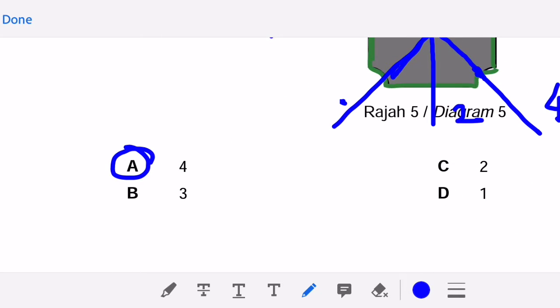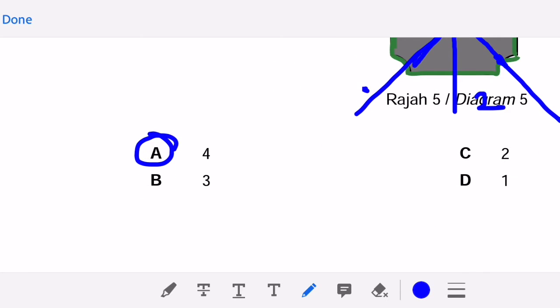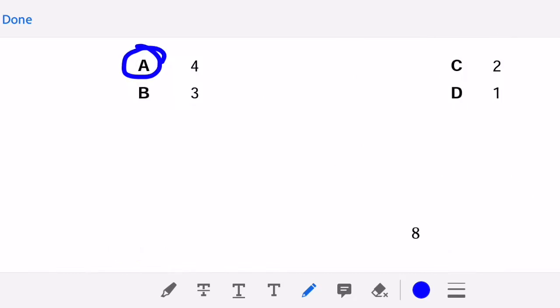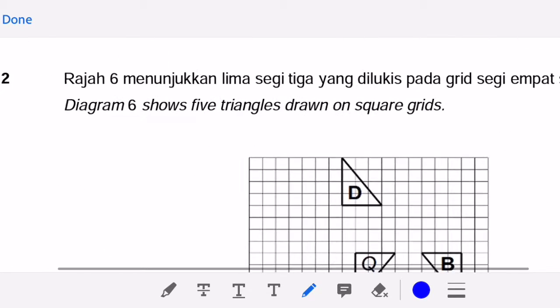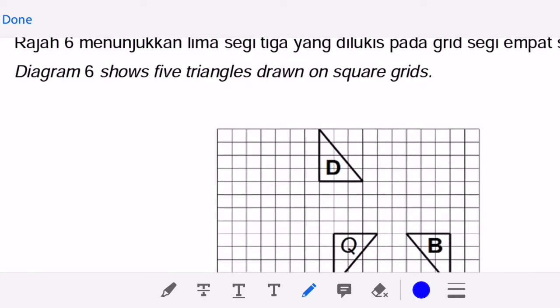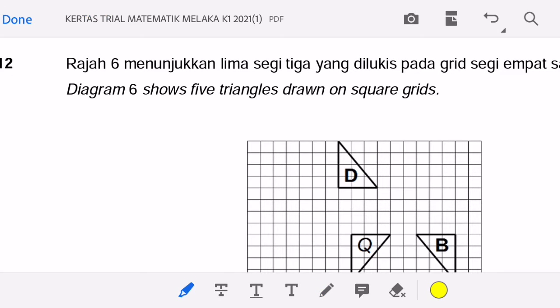All right, you can try to use your imagination. You take this piece of paper, you fold it up. Make sure it overlaps, and you can see there is a line between the two faces. So axis of symmetry and rotational symmetry are the same. For question number 12, let's have a look at question number 12.